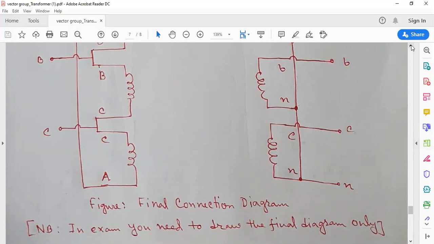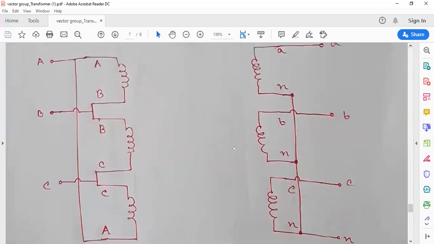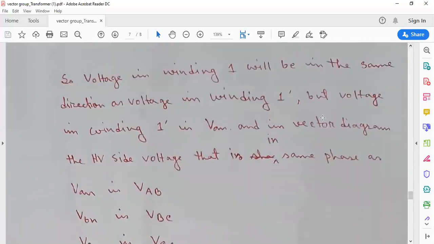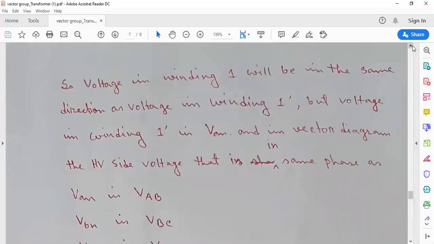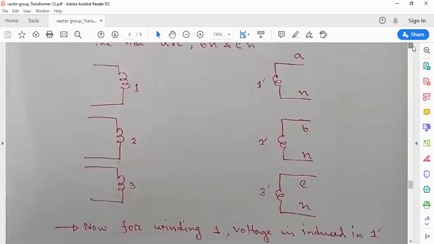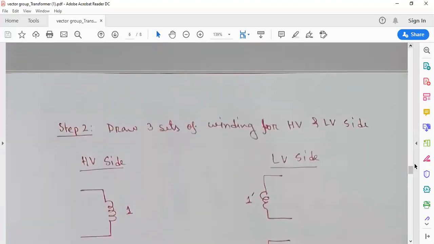So again, if you draw only this diagram, you will get another 50% marks. You do not need to write these lines, or these diagrams.